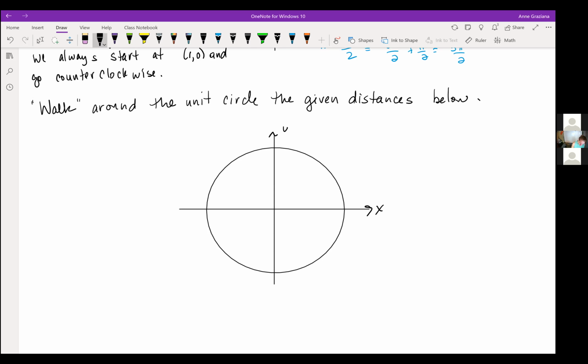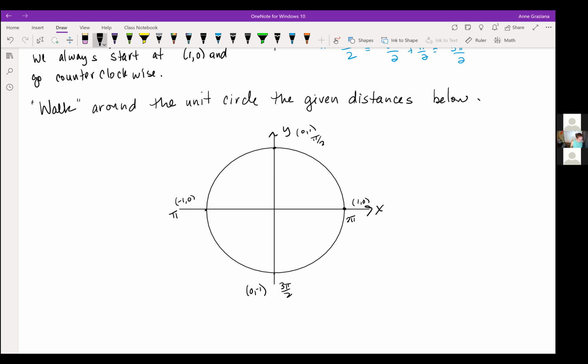X, Y. So here's my points. And I'm just going to put on there, let's put 1, 0, 0, 1, which is pi over 2. And then I have -1, 0, which is pi. And then 3 pi over 2, which is 0, comma, -1. And then 2 pi.